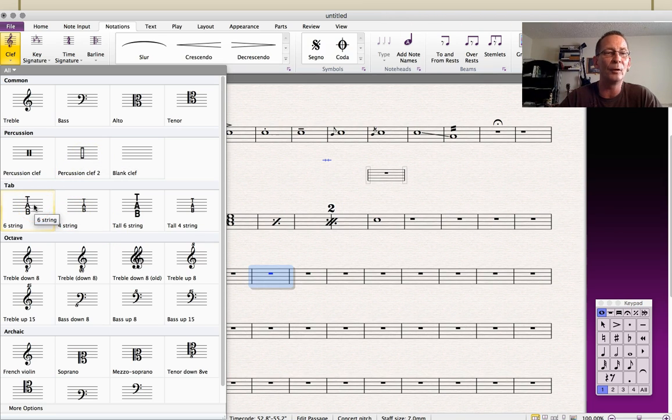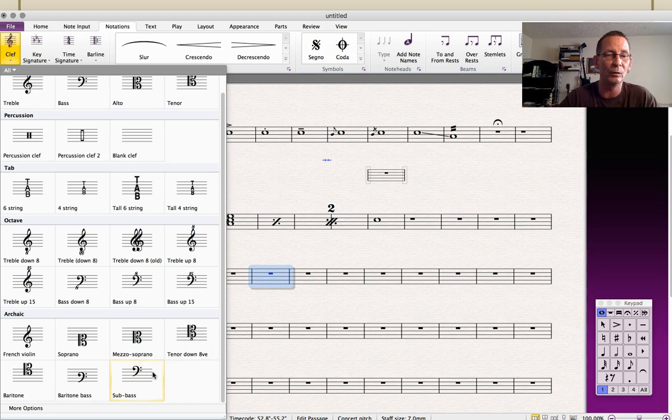You have tab, like tab 6-string for guitar, tab for 4-string like for the bass, things like that. Treble down, so it's going to be down 1 octave or up 1 octave, treble up 1 octave, bass down 1 octave. Sometimes it'll have different 8va or 15ma and things like that, to where it's treble up 15, which is going to be 2 octaves. 2 octaves up or down 2 octaves and things like that. Those are the basic ones you need to look at.